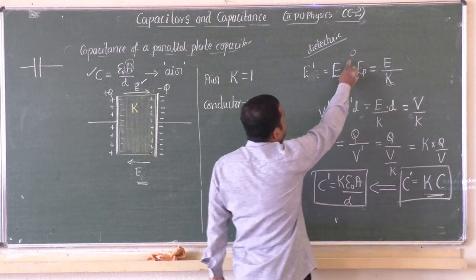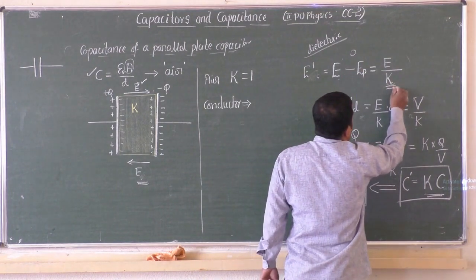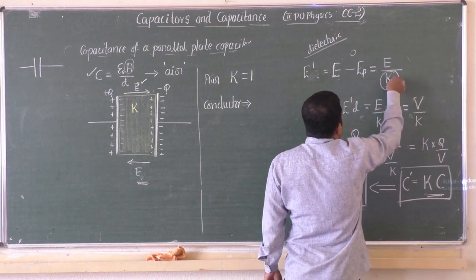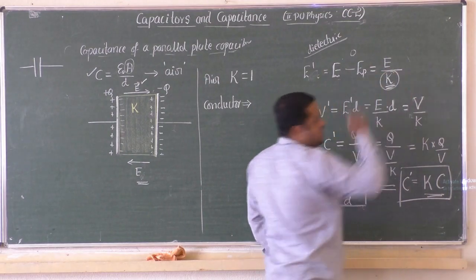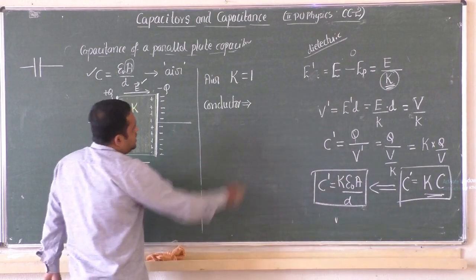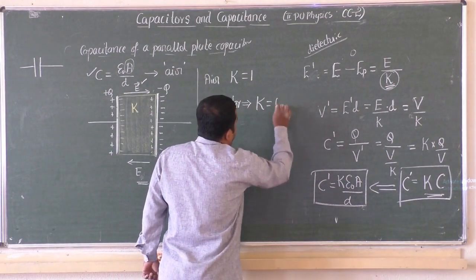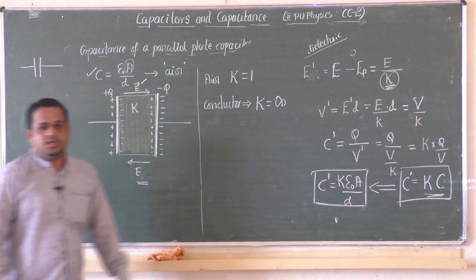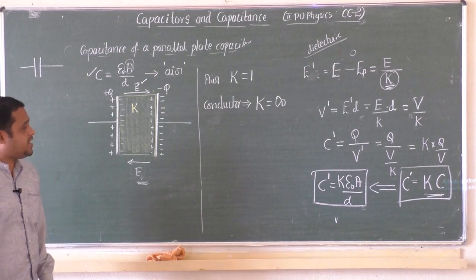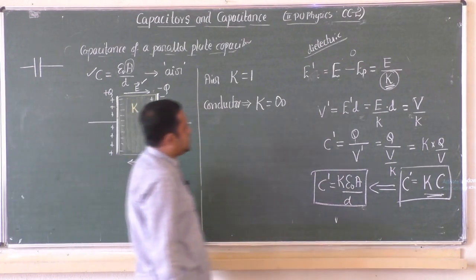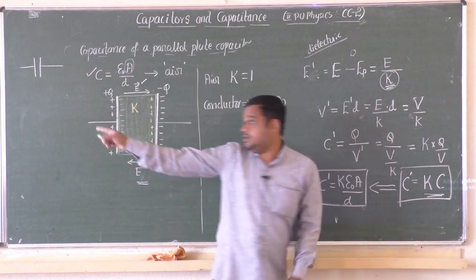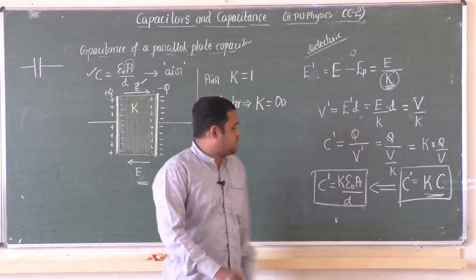If these two fields are equal, E minus EP will be 0. Now if it is 0, what is the value of K? E divided by K is equal to 0 means K is equal to infinity. In case of a conductor, dielectric constant K is equal to infinity. Now what happens to the capacitance when the conductor is placed between the plates of the capacitor?